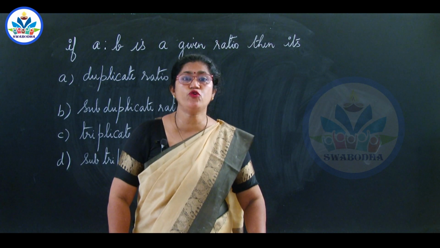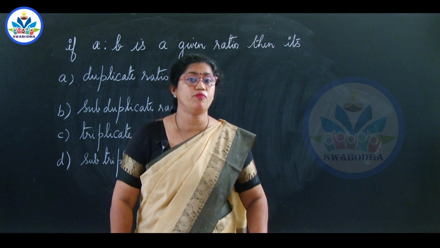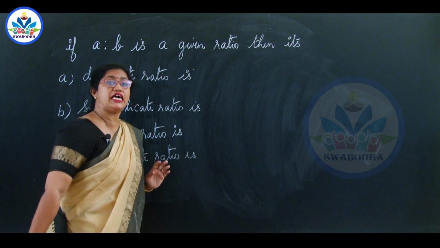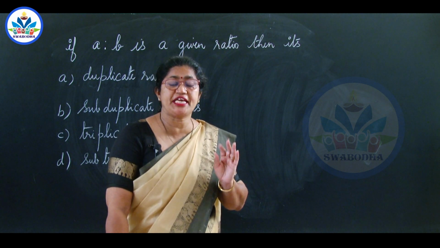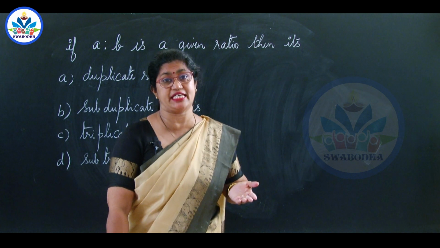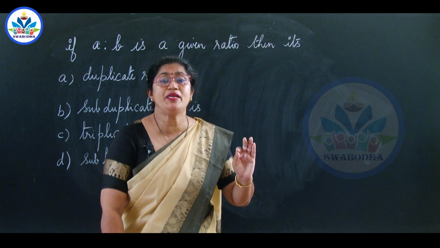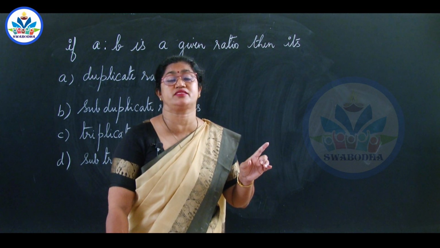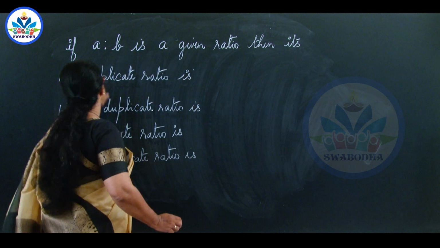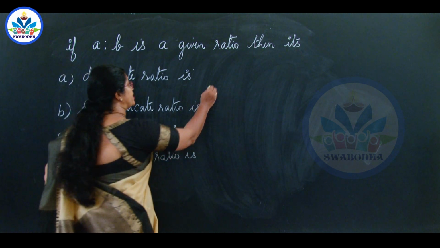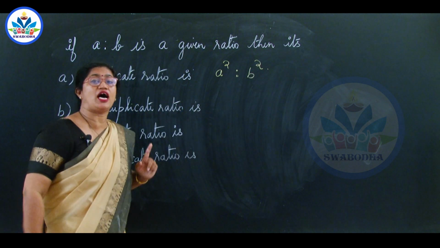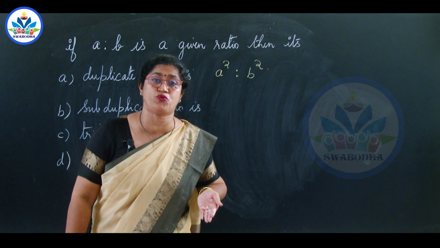Now, let us see the next few more types of ratios, very important for your 1 mark questions of your board exam. If you are given a ratio A:B and you want to find its duplicate ratio, just need to know the definition. Duplicate ratio is just square both the terms. First term antecedent, second term consequent, square both of them. So, A:B, its duplicate ratio becomes A squared is to B squared. Duplicate ratio, so the answer also is again a ratio.